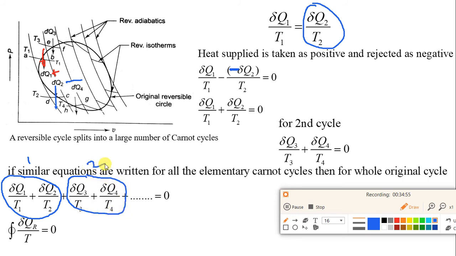Second Carnot cycle. If you add n number of Carnot cycles, what will you get? You will get the original reversible curve. That is why, when you add all the equations, what will you get? It will be the cyclic integral. So basically here we have individual cycles, and the addition of all the smaller Carnot cycles will give you the original reversible cycle. That is why I have written over here cyclic integral of del QR by T is equal to 0. So this equation is very important.